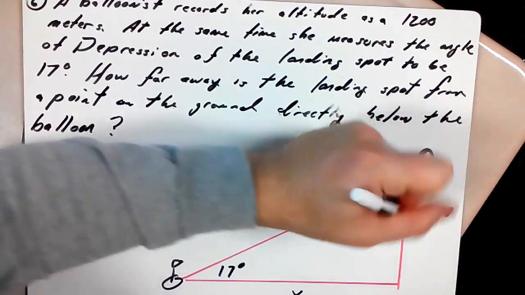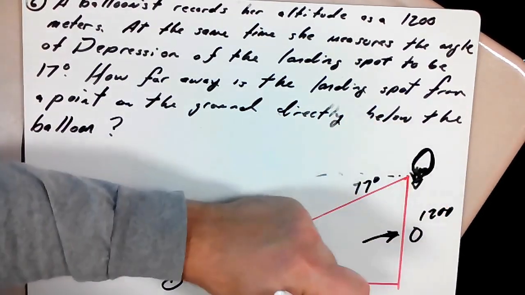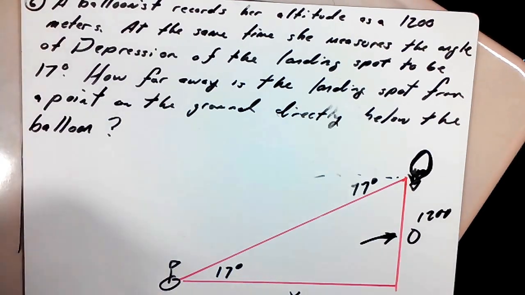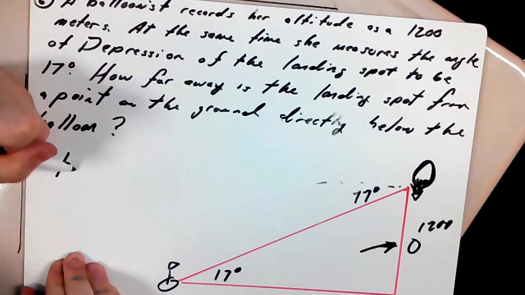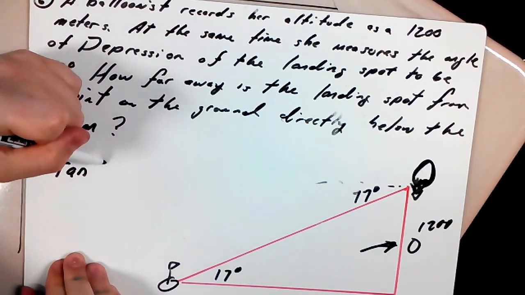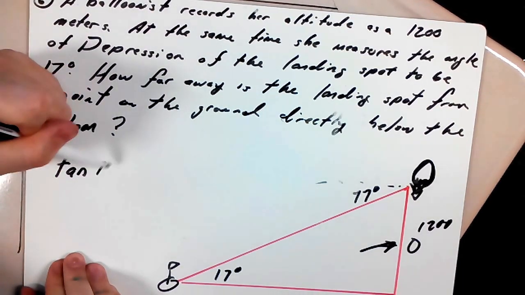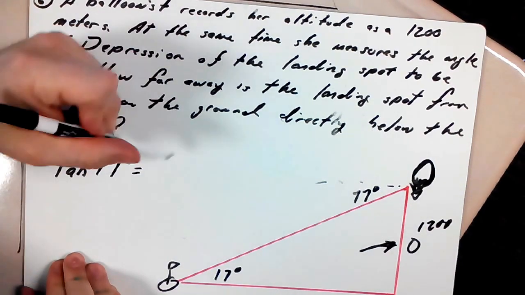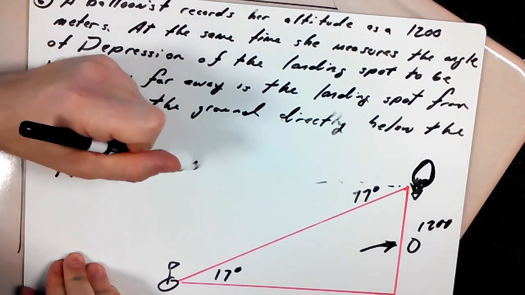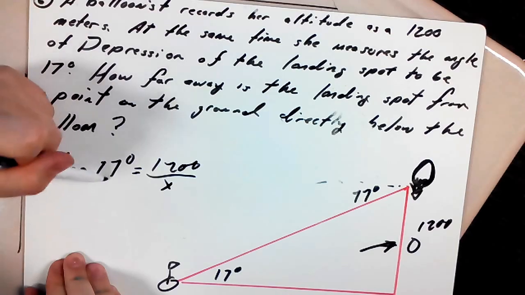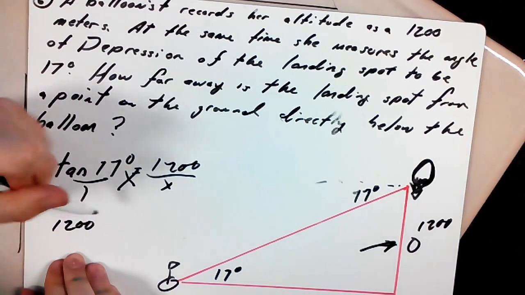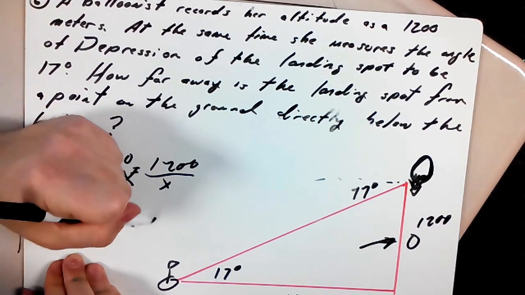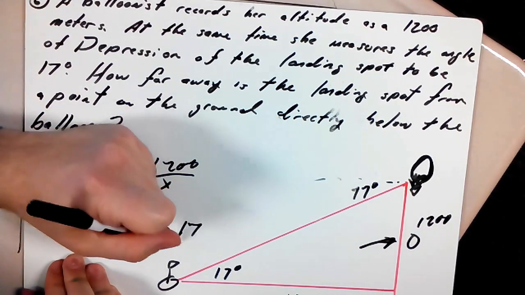So they use 1,200 meters in the air. So this is opposite and adjacent. It turns out to be tan again. A lot of these problems come out to be tangent. So we're going to say tangent 17 degrees equals 1,200 over x. We're going to cross multiply. So now I'm going to have 1,200 equals x times tangent 17.